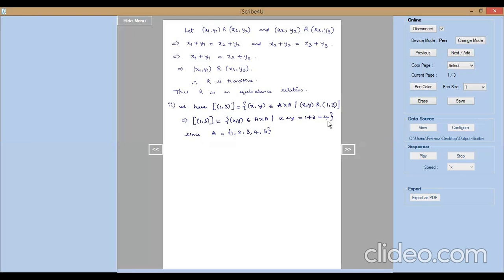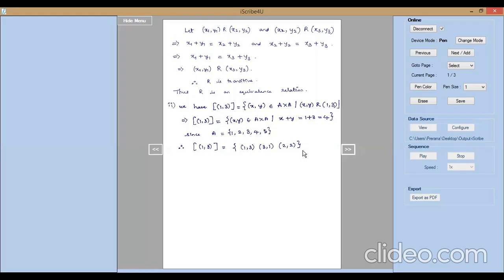So when can the sum be equal to 4? It can be equal to 4 when I collect elements like 1 comma 3, 3 comma 1, 2 comma 2. Only when I choose elements like 1, 3, 3, 1 and 2, 2 is the sum 4 in each of these cases. 1 plus 3 is 4, 3 plus 1 is 4, 2 plus 2 is 4. Only in these cases the sum is equal to 4. So that is why the equivalence class of 1 comma 3 is 1, 3, 3, 1, 2, 2.